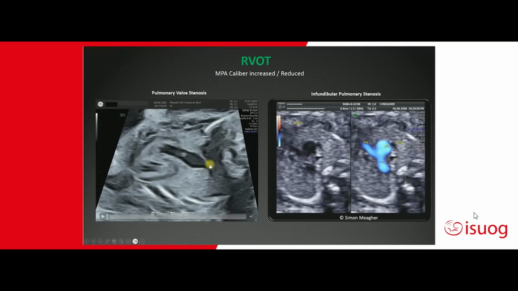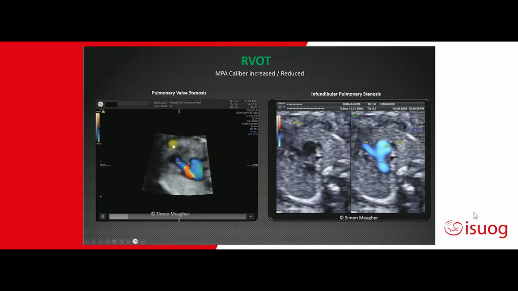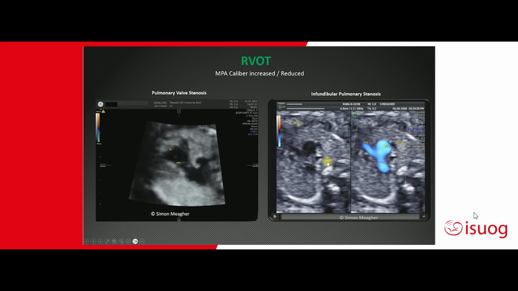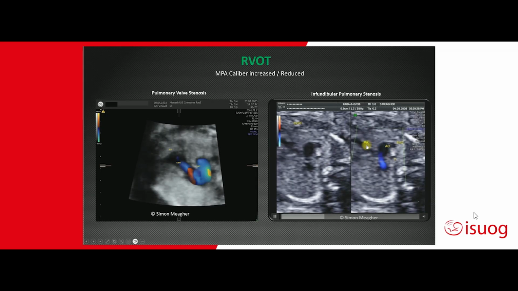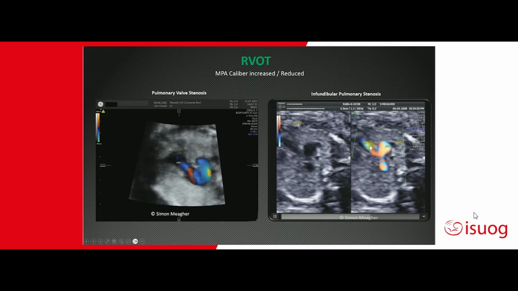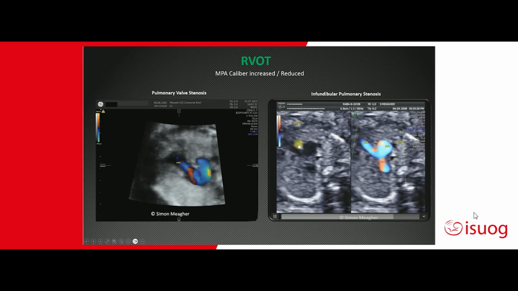So in this case here, you see a 3-vessel view looking at the right ventricle. You've got the free wall of the right ventricle, and you've got turbulent flow distal to the pulmonary valve stenosis, typical appearances. This is infundibular pulmonary stenosis, so you don't see the turbulent flow, but rather a reduction in the caliber of the pulmonary artery with a Y configuration in a fetus with tetralogy of Fallot.